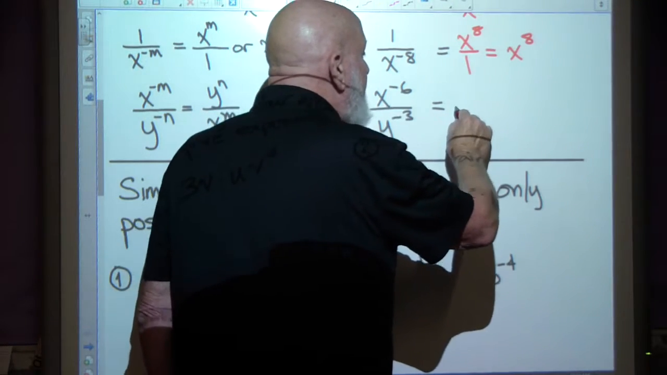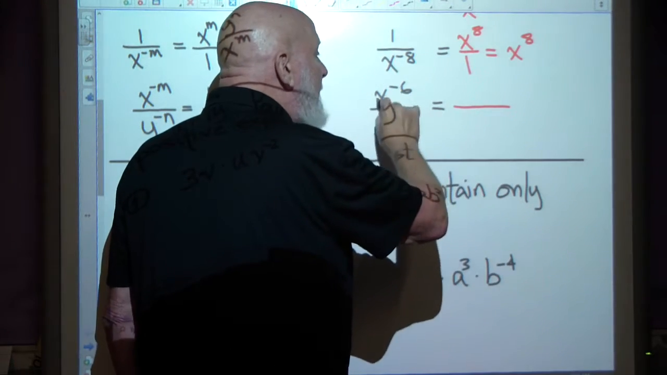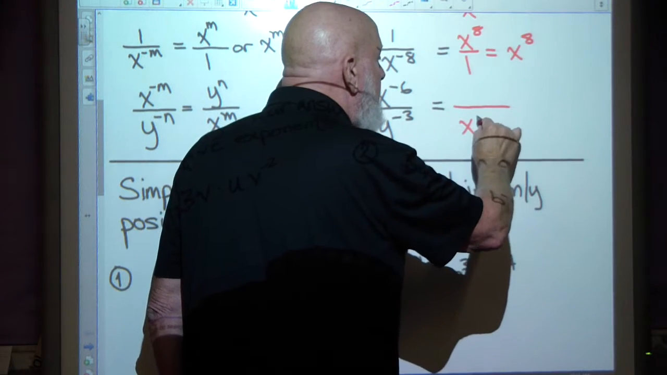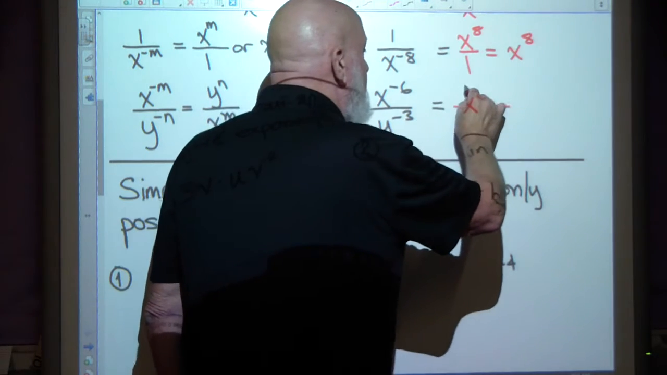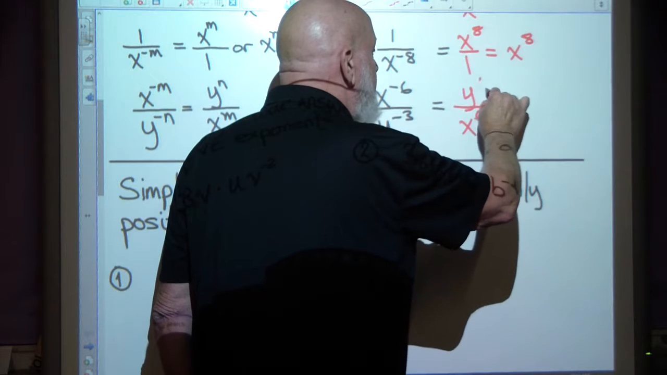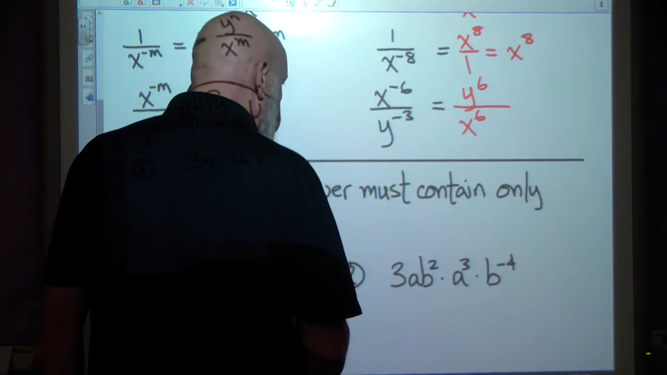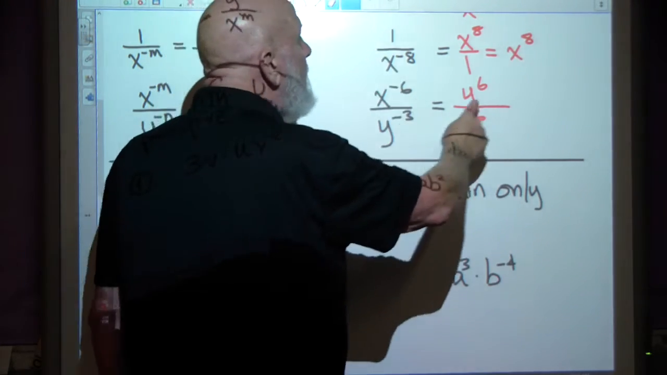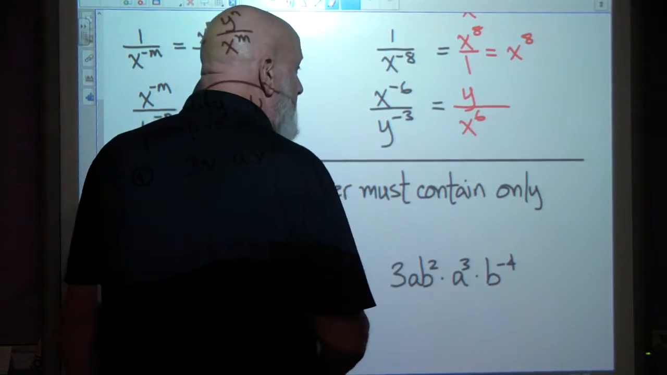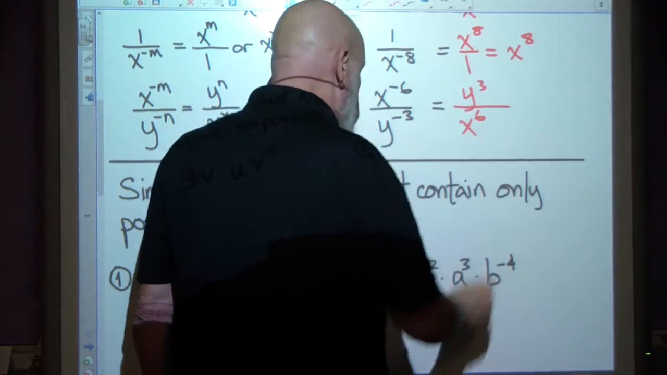I want to make my exponents positive, so to make this positive, I'll put it in the bottom. This one jumps up top, and they're positive. Whoops, that's supposed to be a 3. Don't change the value of your exponent there. It's a negative 3, it should be a 3.